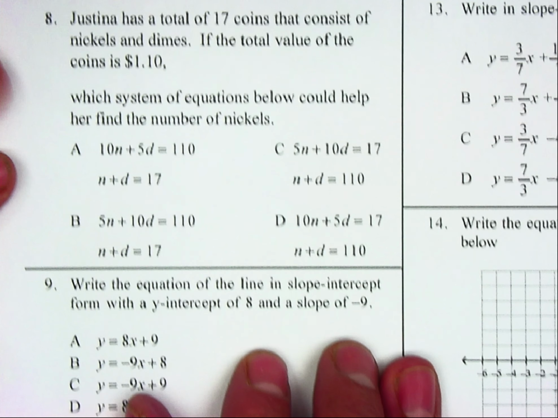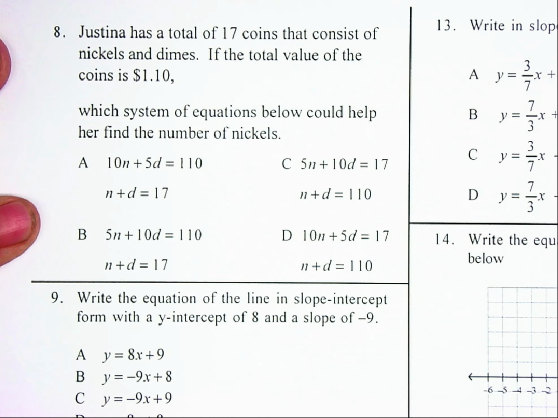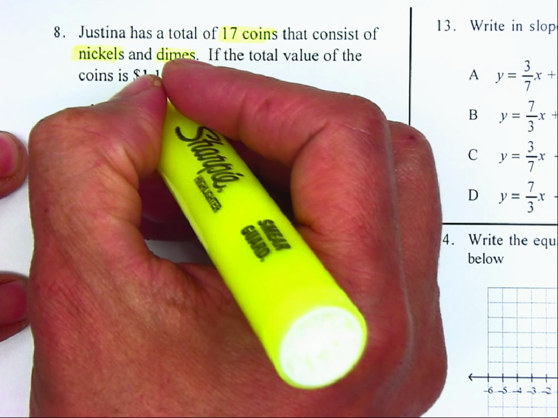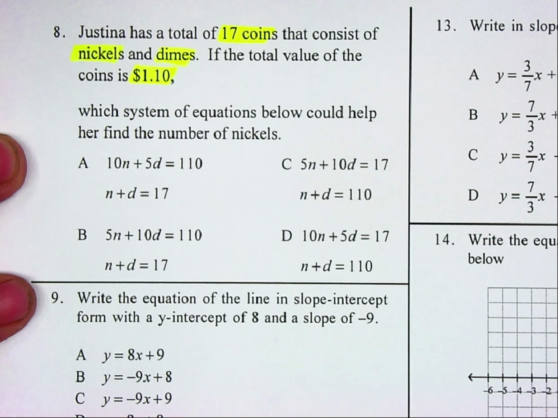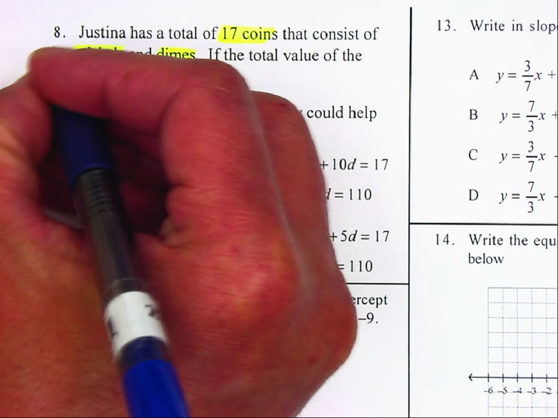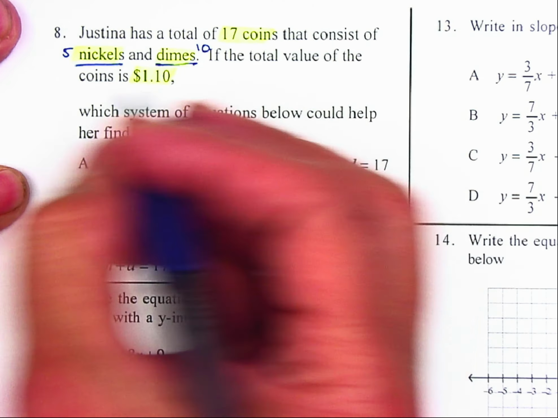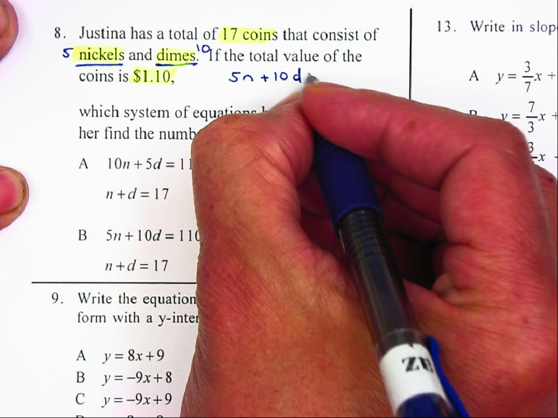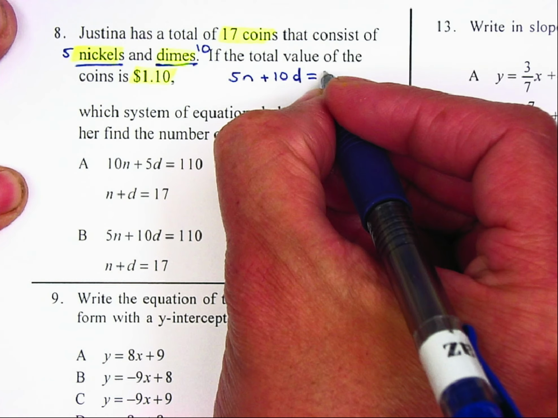Problem number 8. On problem number 8, Justina has a total of 17 coins that consist of nickels and dimes. If the total value of coins is $1.10, which system of equations below could help her find the number of nickels? So in this one, instead of money, money, money, it will be pennies, pennies, pennies. How many pennies in each nickel? 5. How many pennies in each dime? 10. So that'll be 5n plus 10d equal to, how many pennies do you have total? We have $1.10, which will be 110.